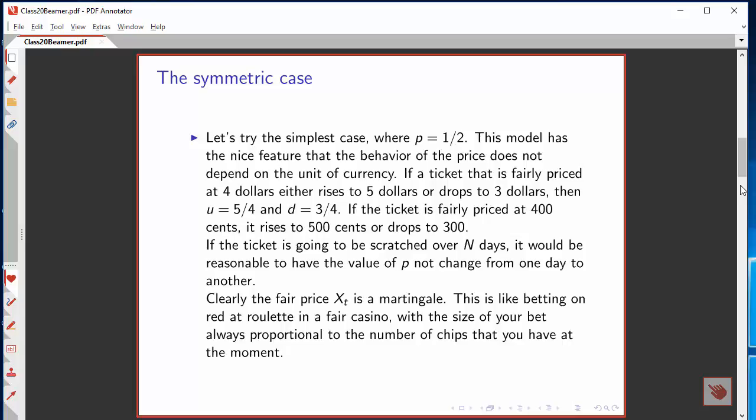With our early scratch tickets, we figured that out by inspection. Let's consider the simplest imaginable case where p equals 1/2. Now first I want to point out the model we're using has the nice feature that the behavior of the price doesn't depend on the unit of currency. For example, if we say we've got a ticket that's fairly priced at $4 and the next day it will either be up to $5 or down to $3, then U is 5/4 and D is 3/4. And if I restate the situation by saying the ticket is fairly priced at 400 cents, it rises to 500 cents or drops to 300 cents. The change in price is proportional to the current value.